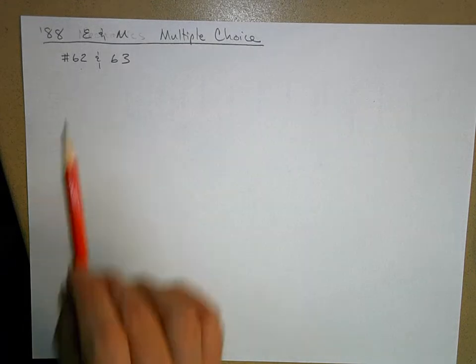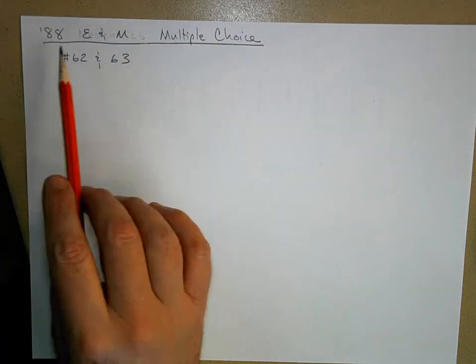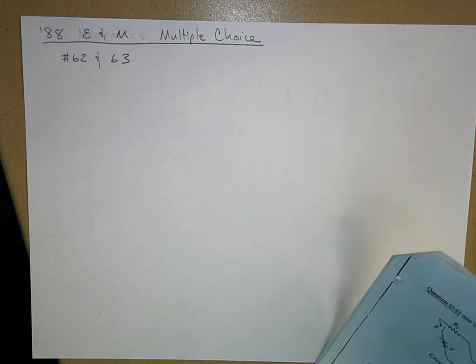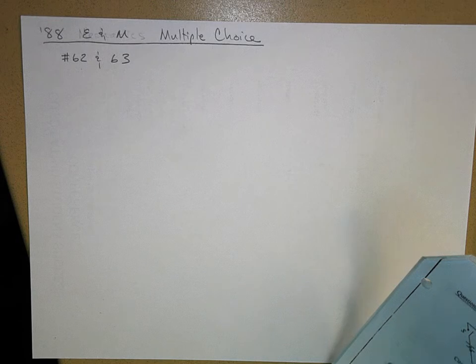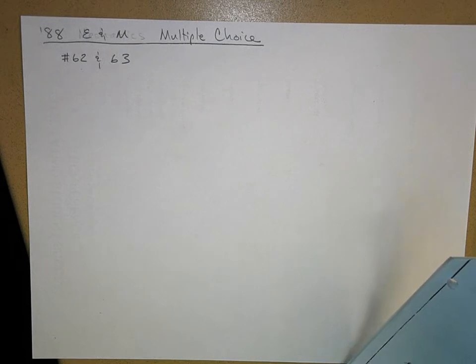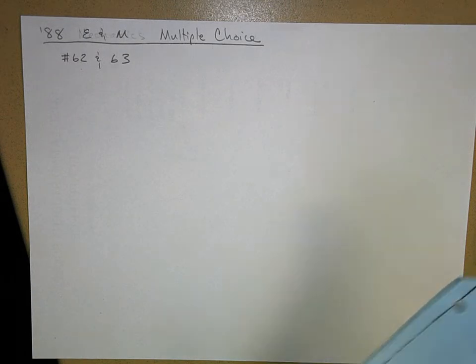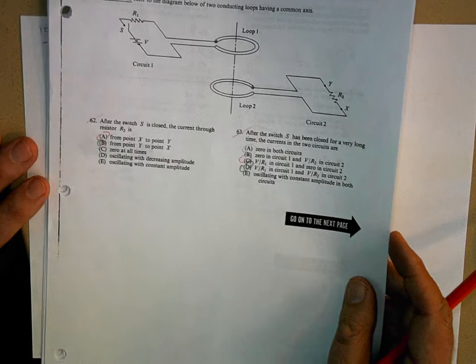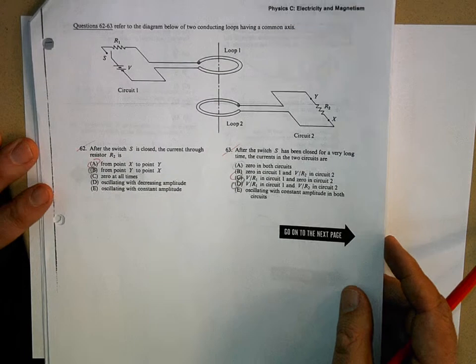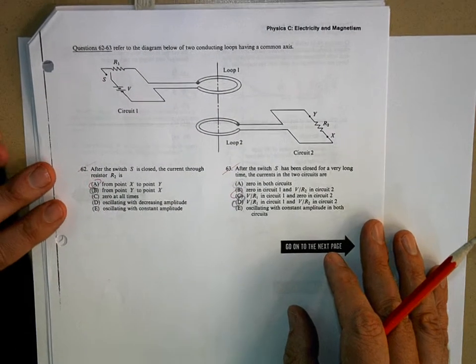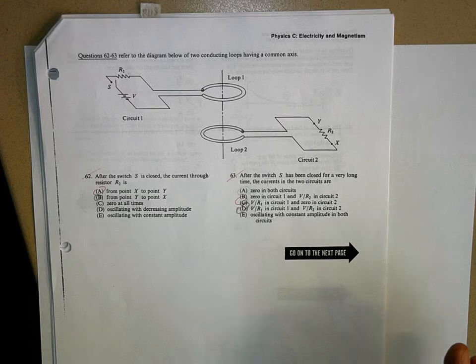Let's do problem number 62 and 63 from the 1988 E&M multiple choice test. And this one involves Lenz's law. It's very conceptual. You don't have to do any calculations or anything. You just have to understand the concept of Lenz's law. And so here's the test itself. Let me zoom in a little bit.